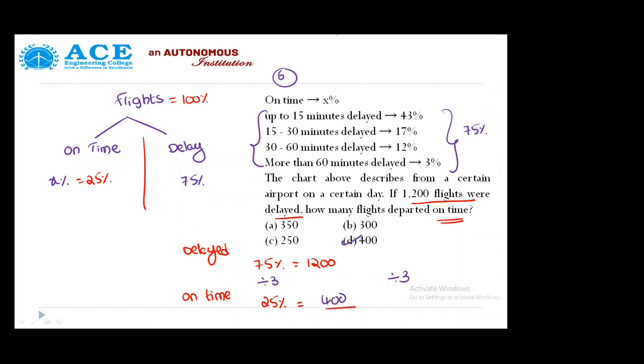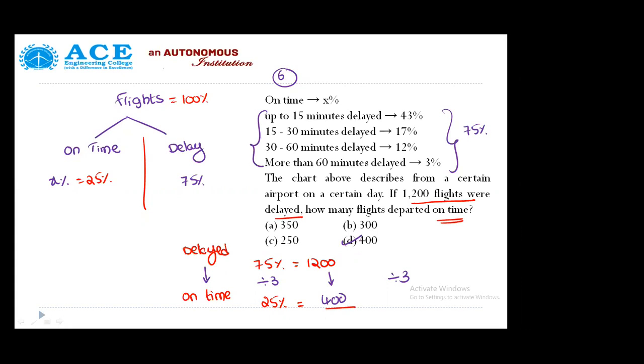How many flights departed on time? It is 400, not 300. Some of you mentioned 300. Please check it out. Got it? Don't calculate the total. They're not asking for the total, right? Why waste your time? 75% is already known. You have to calculate 25%. That's divided by 3. Okay, so if you apply that, we got 400 here.